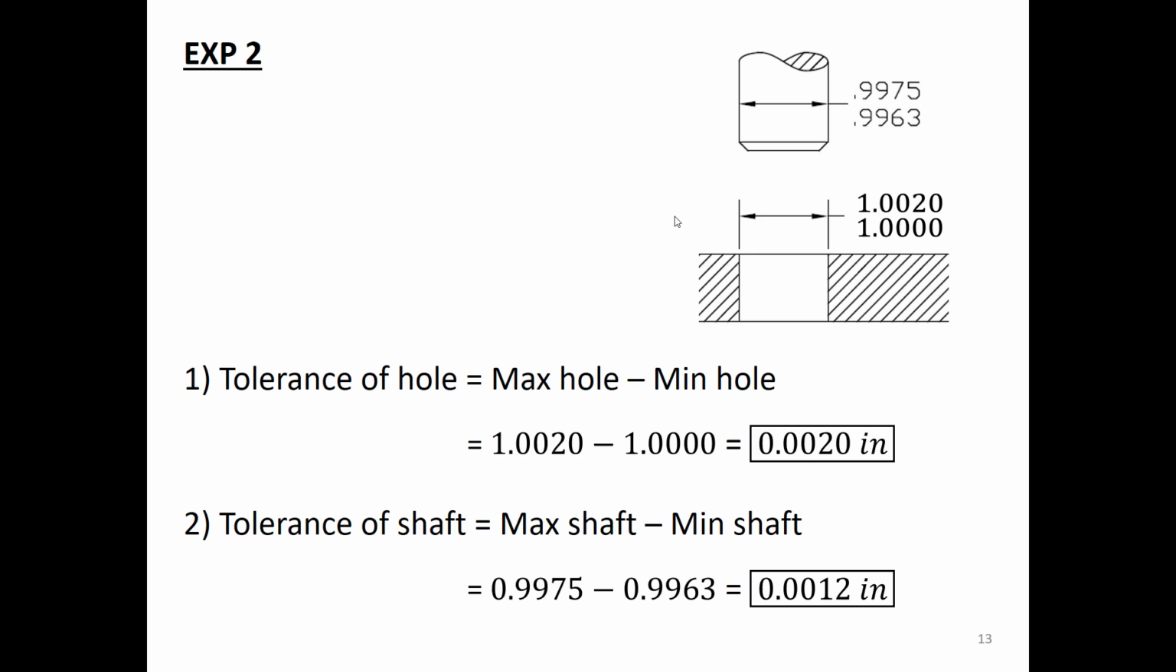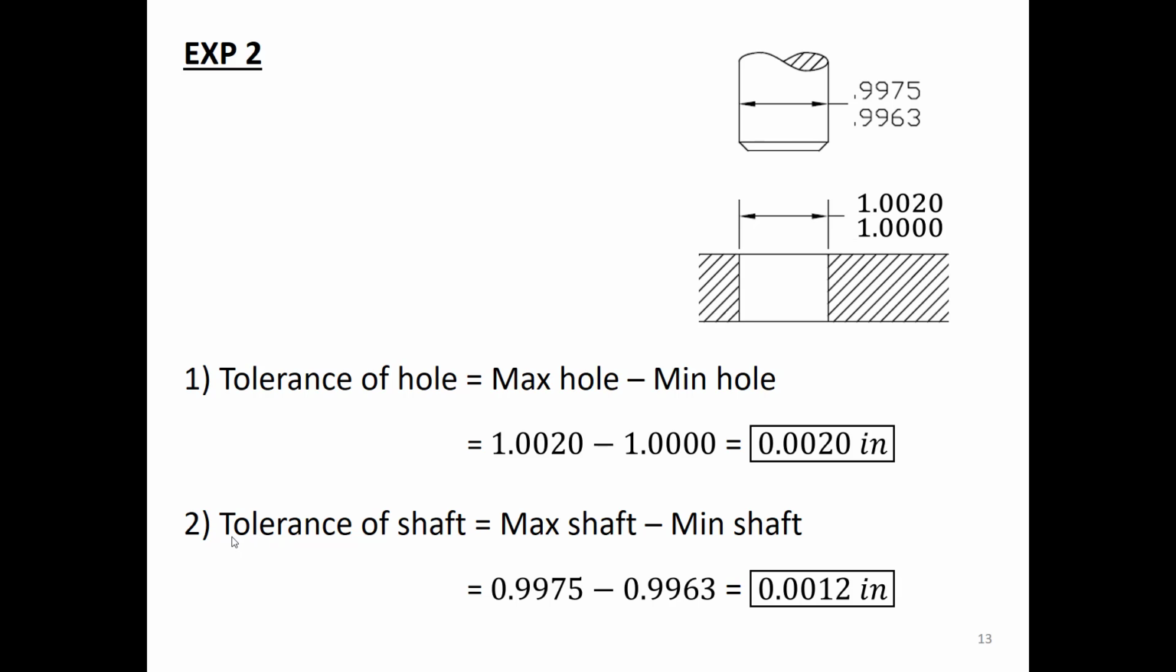So let's go back to the second example to take a look at this. First of all, I have the hole dimension and the shaft dimension. First it's asking for the hole tolerance. So the hole tolerance is going to be the largest hole minus the smallest hole. And if you plug numbers in, the answer is going to be 0.0020 of an inch.